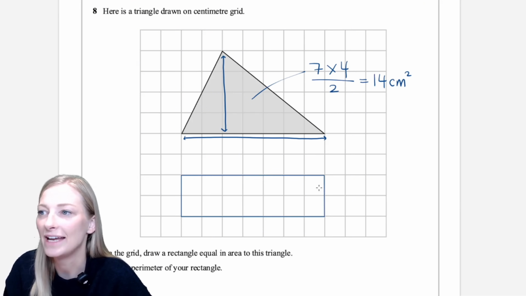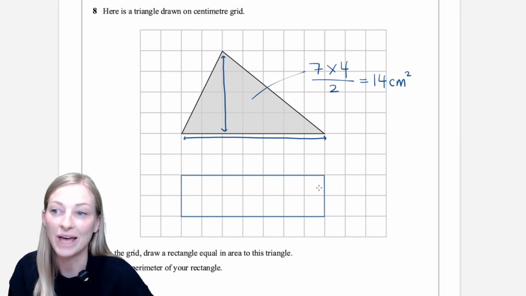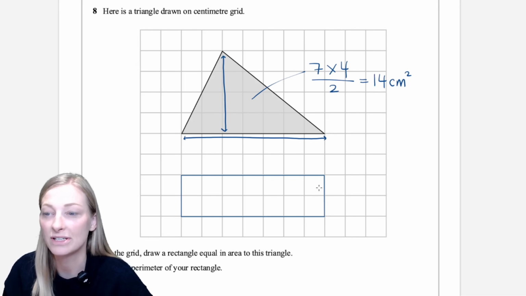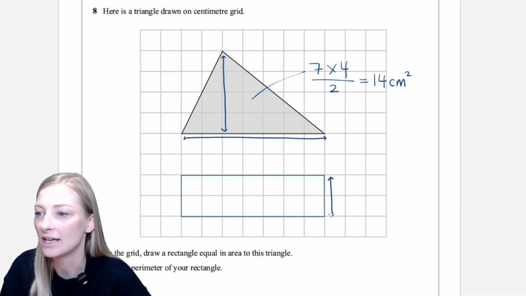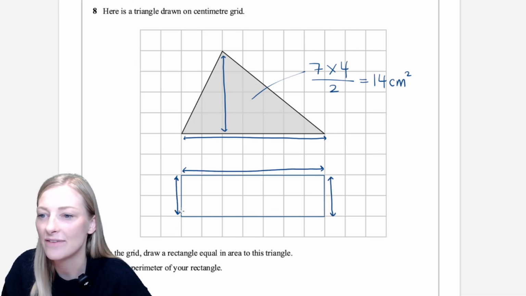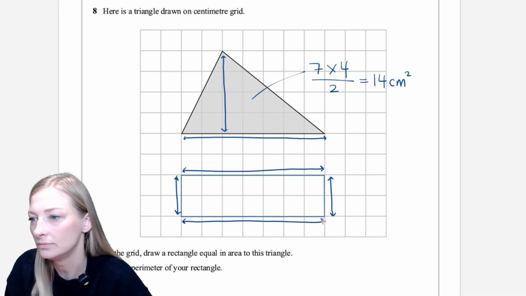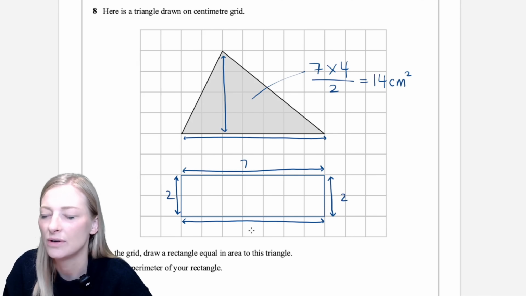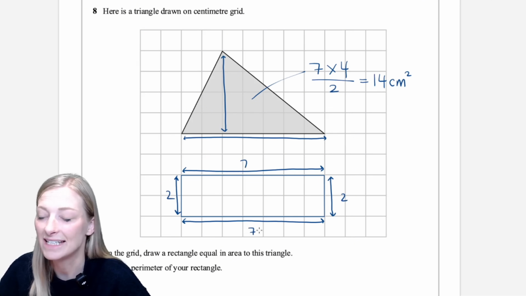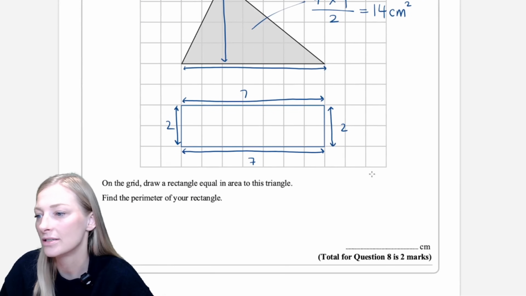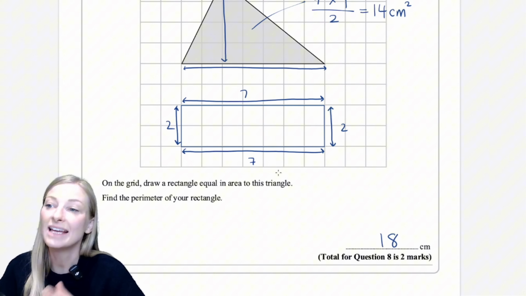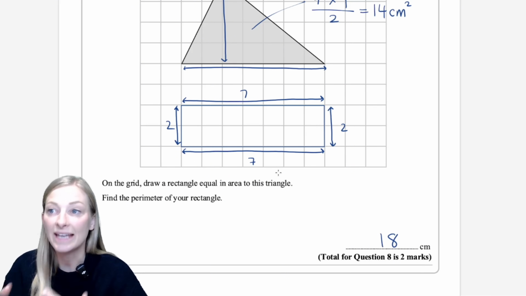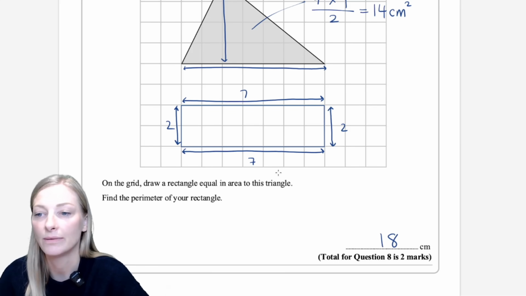If you did it a different way, you could have done 3.5 times 4, that would have worked. And so your answer for your perimeter is going to be different. But I'm hoping most of you did it this way as it's the most obvious. So now the perimeter is the distance around the outside. So I'm going to do 7 add 2, add 7, add 2, and that is going to be 18. So 18 centimetres would be the units, because it's just the length going around the outside. So the perimeter is the distance around the outside. The area for a rectangle is base times height.